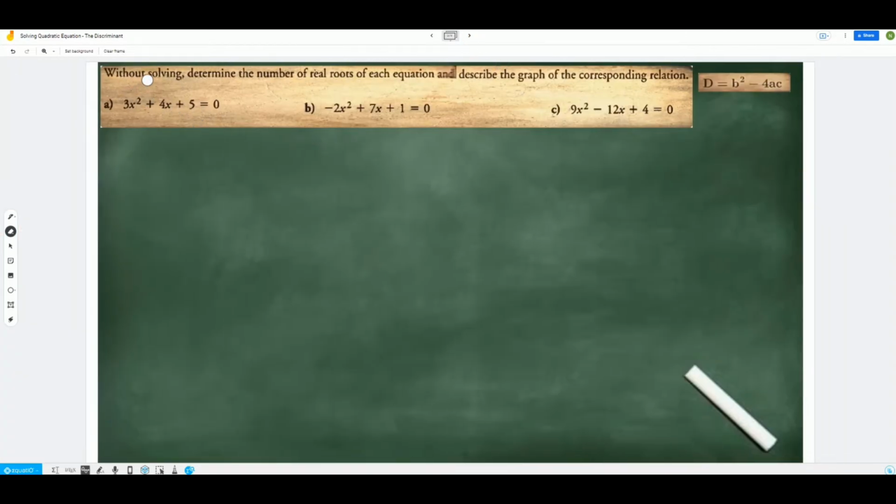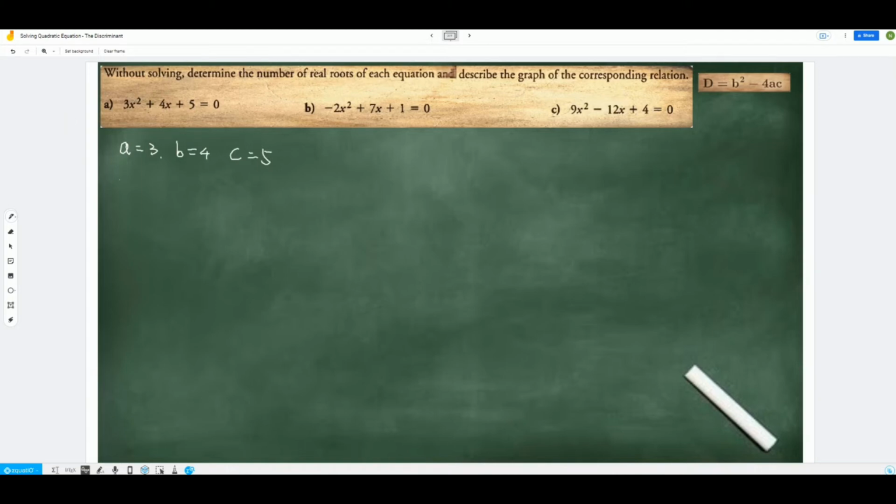First question: without solving, determine the number of real roots of each equation and describe the graph of the corresponding relation. Let's solve it one by one. Look at the first one: 3x squared plus 4x plus 5 equals 0. First, let us determine a, b, c. So a equals 3, b equals 4, c equals 5.